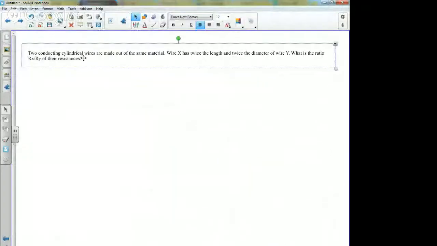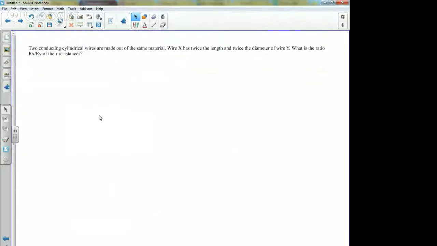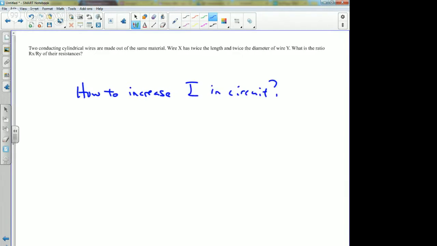All right, I'll just write this question. How to increase current in a circuit? What are some ways? I want you guys to understand this is going to be based on all the formulas that I've talked about so far. What's one way? Decrease the resistivity of the wire. I could decrease the resistivity of the wire, because that would decrease resistance.